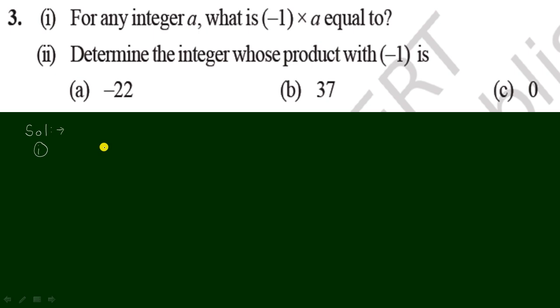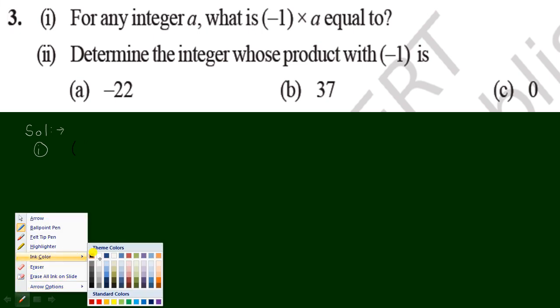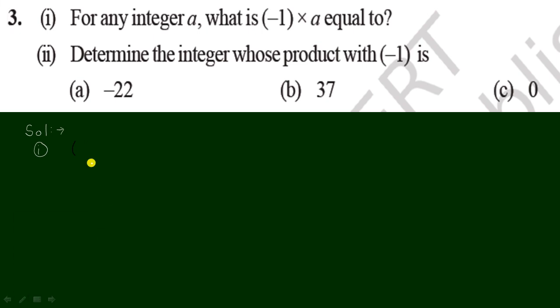First of all, what you have to do? First of all, multiply a with 1, that is a. And you know that plus into minus is minus, therefore the answer is minus a. This is the answer. Now question number 2.